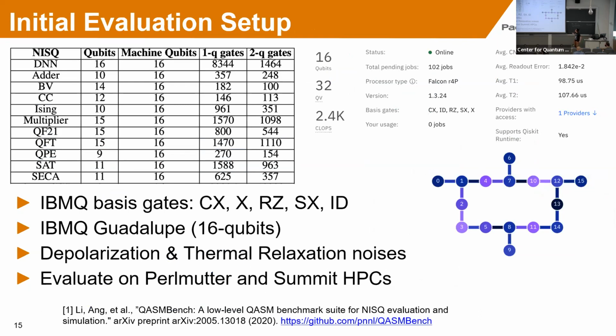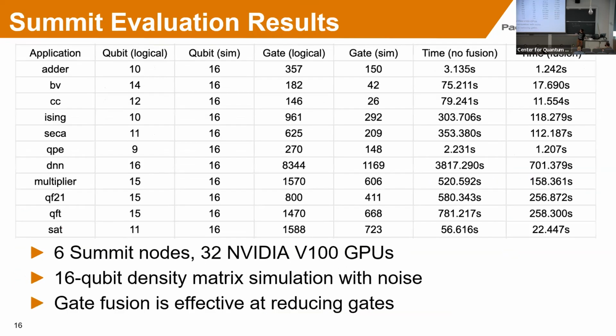So we give some testing here for these circuits, and we simulate. We target the IBM Q basis gates, and the target platform is Guadalupe with 16 qubits. We inject depolarization and thermal relaxation noise, and these tests are performed on Perlmutter and Summit. I'll show you some of these results.